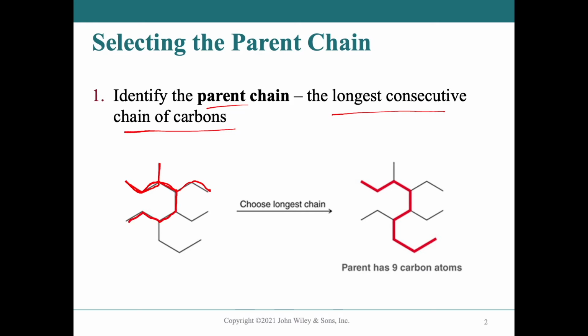1, 2, 3, 4, 5, 6, 7, 8. That's pretty long, but there might be an even longer one. 1, 2, 3, 4, 5, 6, 7, 8, 9. So this chain right here, the one I'm circling, is 9 carbons long. That's going to be the longest carbon chain in that molecule, and you can see that's what they've shown as the longest carbon chain here on the right-hand side. So your parent here is going to have 9 carbons.